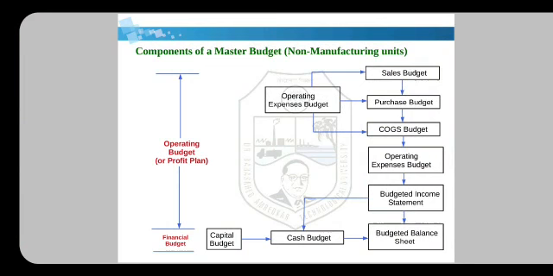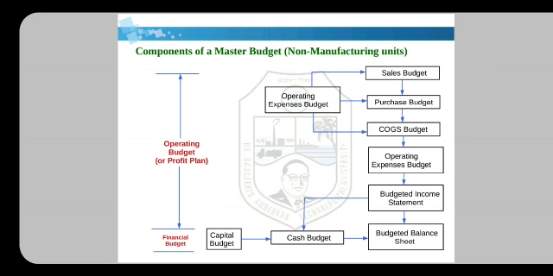Now components of master budget for non-manufacturing units. So there are basically two parts to it. First is operating expenses budget and second is financial budget. So in operating expenses budget, first they will put the sales budget. After putting the sales budget, like this much sales will be incurred in the next 1 year, then according to that they will make a purchase budget. On the basis of that, they will make a cost of goods sold budget, so that comes under the expenses budget.